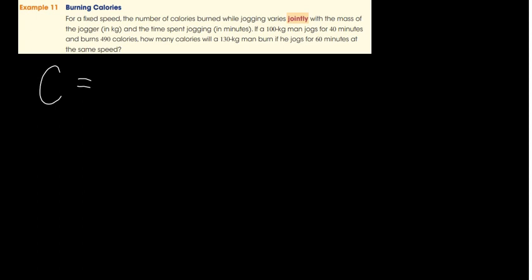And again, jointly is basically just having two or more variations within a problem on the same line, right? Two that vary directly, or two that vary inversely, something like that. So in this particular case, it's varying jointly. So we're going to have K, because we're looking for that constant. It's going to be varying jointly with the mass of the jogger, so we're going to put M for mass, and the time spent jogging, we're just going to put T for time. So that's not too hard.